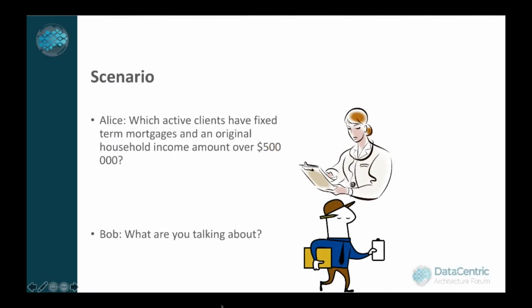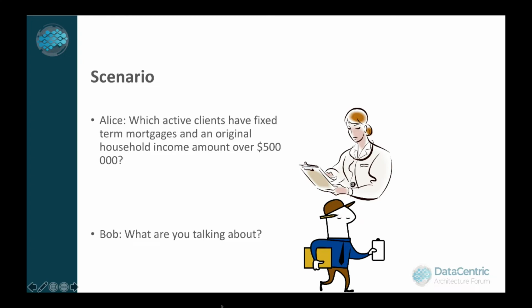So we're going to be looking again at these responses to semantic heterogeneity, and I'm going to have 2 ways of looking at this. Initially, the scenario: I have Alice and Bob. And Alice is asking, which active clients have fixed term mortgages and original household income above $500,000? And Bob says, what are you talking about?